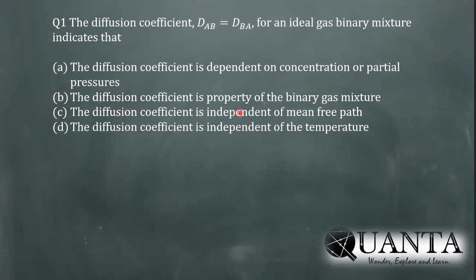The diffusion coefficient is independent of mean free path. No, we know that for ideal gas binary mixtures, as just discussed, the diffusion coefficient is in fact directly proportional to the mean free path. So C is incorrect. The diffusion coefficient is independent of the temperature. Well, we know this is also incorrect, because the diffusion coefficient, which we can derive from the ideal gas law, is a function of temperature. So the diffusion coefficient is not independent of temperature. This leaves us with only one option: the diffusion coefficient is a property of the binary mixture.